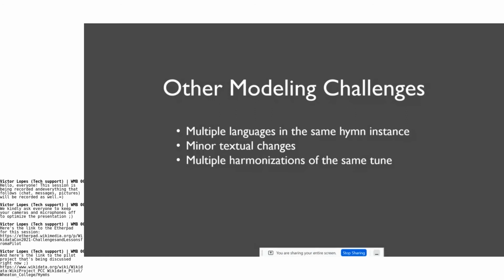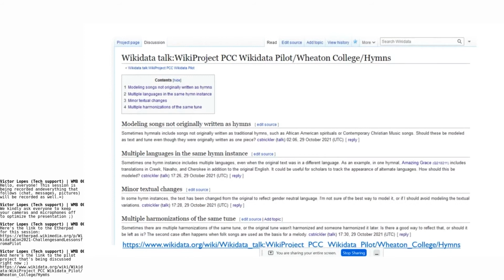Also, in some cases, the text has been changed from the original to reflect gender-neutral language. Do I want to model that or leave it as is? Also, sometimes there are multiple harmonizations of the same tune. Do I want to reflect that or leave it as is? These are decisions I still have to make. I've recorded these data modeling conundrums on my project talk page in case anyone wants to weigh in on them.